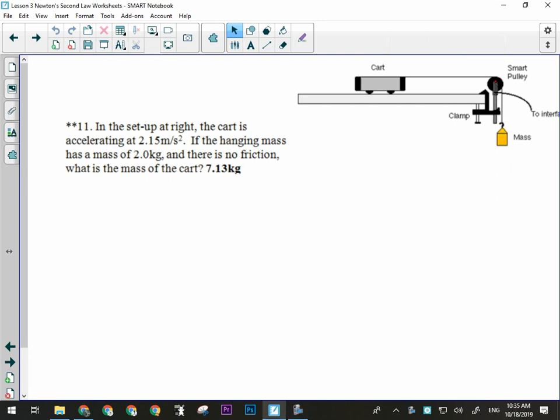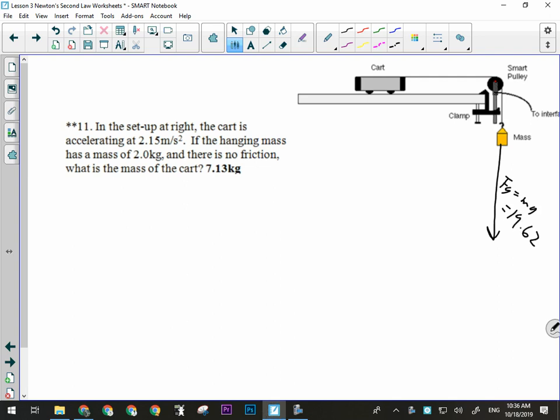All right, so this is very much like the setup we had for our lab yesterday. Okay, so what we're looking at is we've got no friction. Okay, so it says there's no friction. The hanging mass is 2 kilograms. That means that the force of gravity acting on the hanging mass is 19.62 newtons, right? 2 times 9.81. Everyone okay with that?